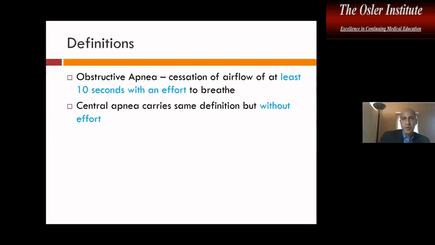Anything in the slides that is bolded or color-coded is an important definition or term that you should commit to memory. So the first definition we'll cover is an obstructive apneic event. That's defined as cessation of airflow for at least 10 seconds with an effort to breathe. A central apneic event carries the same definition, but without that effort. That's important for you to commit to memory and understand, especially as we interpret PSGs and the data that we get.